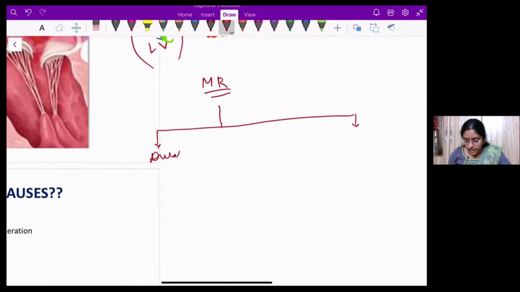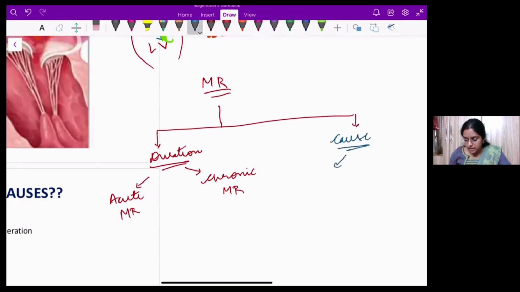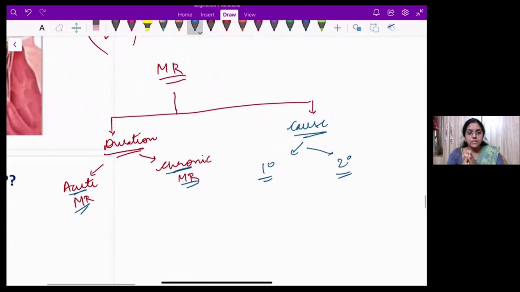Based on the duration, it can either be acute MR or chronic MR. And based upon the cause, it can either be primary or secondary. So MR, how do we classify? Mitral regurgitation, we classify it based on the duration or the cause. If it is based on the duration, it will be acute or chronic mitral regurgitation. If it is based on the cause, it will be primary mitral regurgitation or secondary mitral regurgitation.